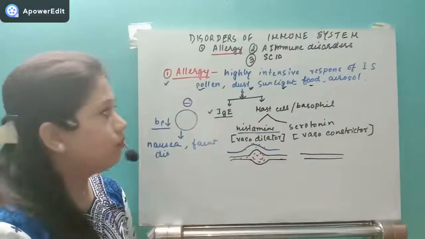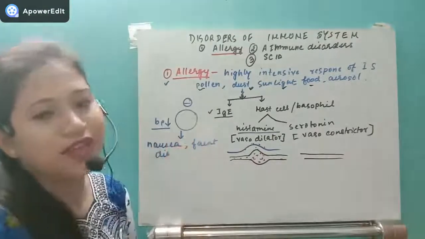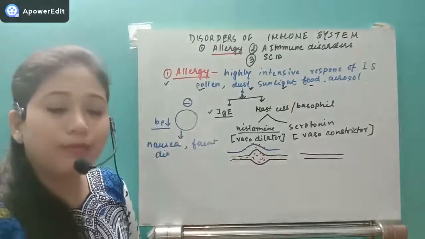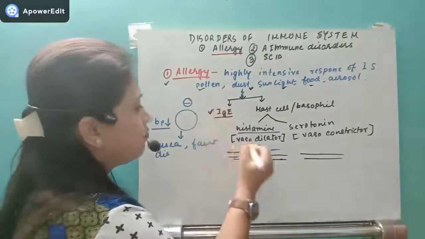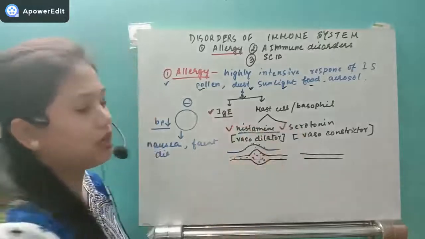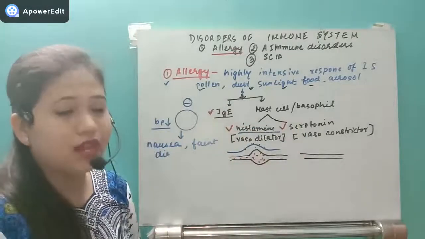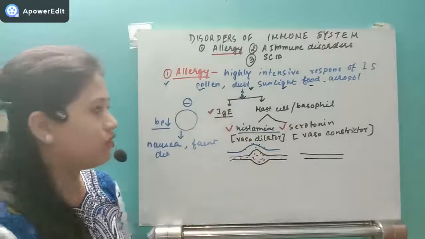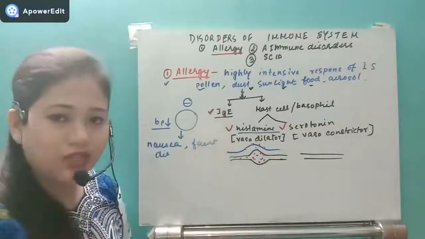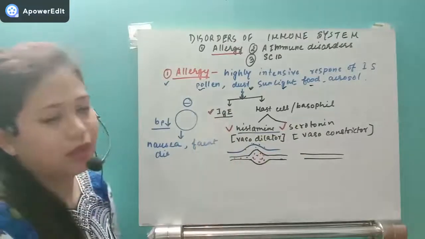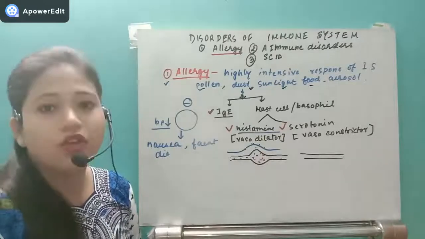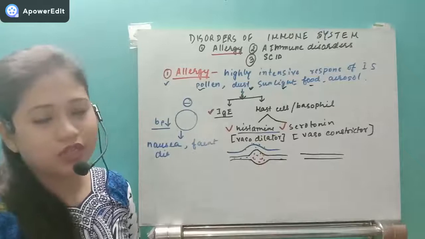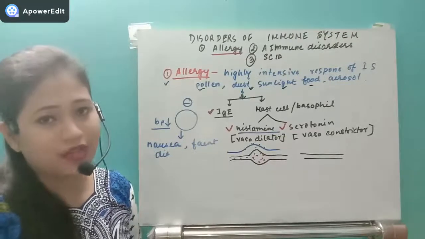So whenever an individual has, suppose, allergy, then in the blood, how many things are tested? IgE, then histamine and serotonin. And if it is understood that yes, in the blood that individual has a high level of IgE, a high level of histamine and serotonin, then yes, he has allergy, right? That is nothing but the allergic reaction, and simply it is allergy.